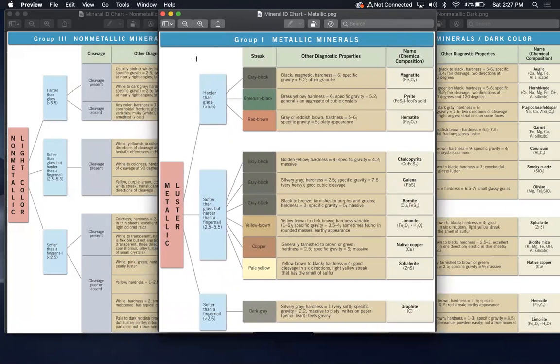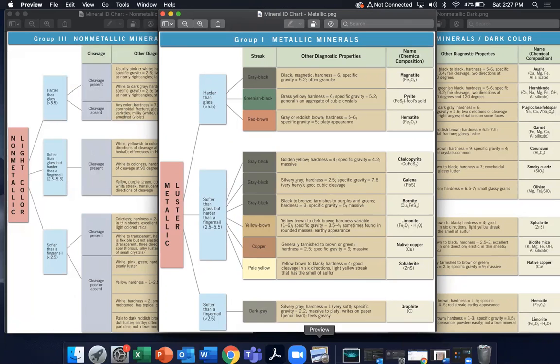So having these three charts handy really will be helpful. You can use them obviously on the test. So, and they give you all kinds of different information that will hone down the actual identity of the mineral.